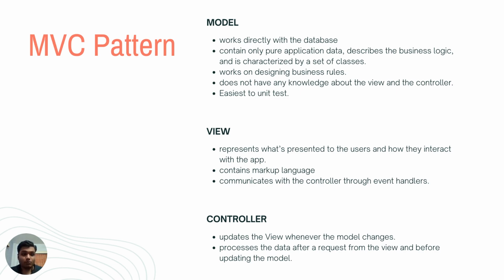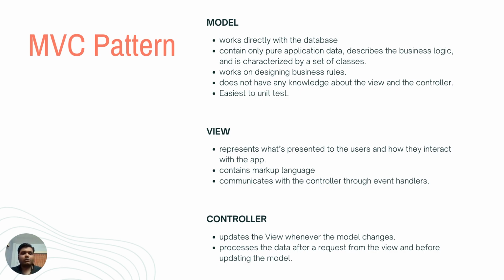The view layer is nothing but the user interface of our application, and it represents what is presented to the user. The view layer is where the user interacts with the application. It is basically implemented using various markup languages like HTML, XML, CSS, etc., the common languages used for UI designing, and it communicates with the controller through the use of event handlers. What an event handler is and how the process looks, I will cover later in the presentation.